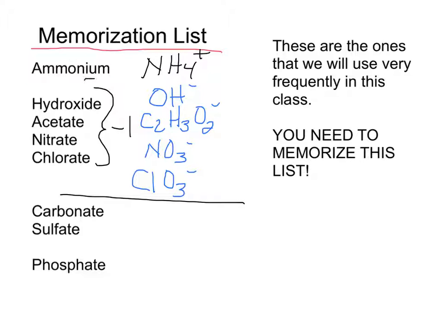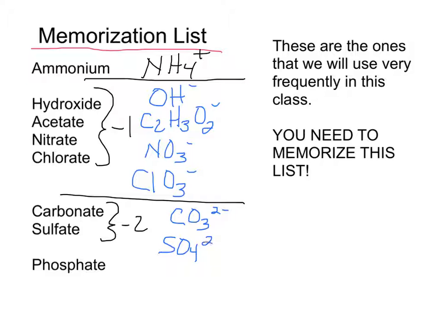Now, when we get down here, these are our -2 charges, okay? And these are the only 2 you need to memorize that have a -2 charge. Carbonate has a carbon and 3 oxygens, and it is a 2- charge, okay? Sulfate, 1 sulfur and 4 oxygens, and it also has a 2- charge. And the last one that you need to memorize here is phosphate, and it is the one that is in a 3- charge, okay? And phosphate symbol is a phosphorus with 4 oxygens, and it has a 3- charge.